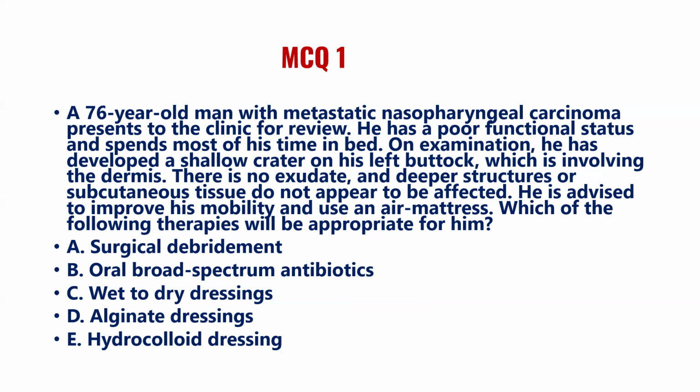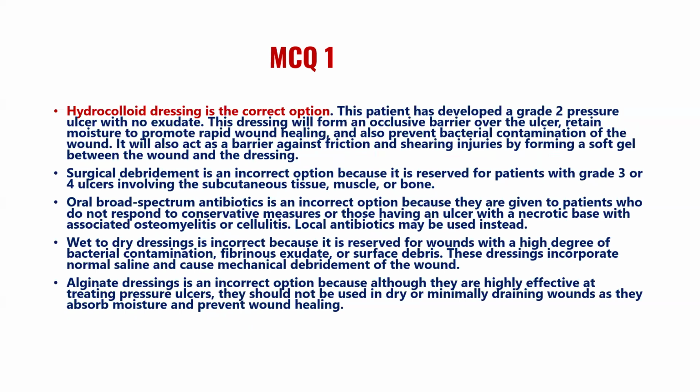The correct answer is E, hydrocolloid dressing. Hydrocolloid dressing is the correct option. This patient developed a grade 2 pressure ulcer with no exudate. This dressing will form an occlusive barrier over the ulcer, retain moisture to promote rapid wound healing, and also prevent bacterial contamination of the wound. It also acts as a barrier against friction and shearing injuries by forming a soft gel between the wound and dressing.